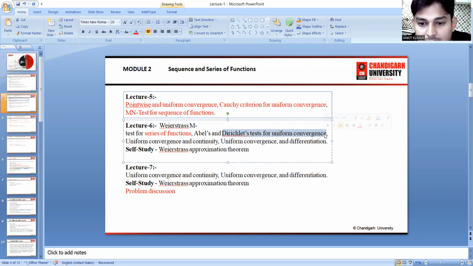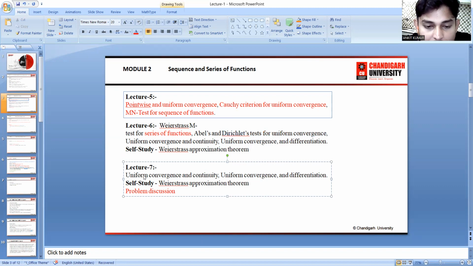After that, uniform convergence and differentiation. What is the relation between uniform convergence and differentiation? We will cover that in this lecture. In lecture 7, uniform convergence and continuity, uniform convergence and differentiation, and Weierstrass approximation theorem are covered.